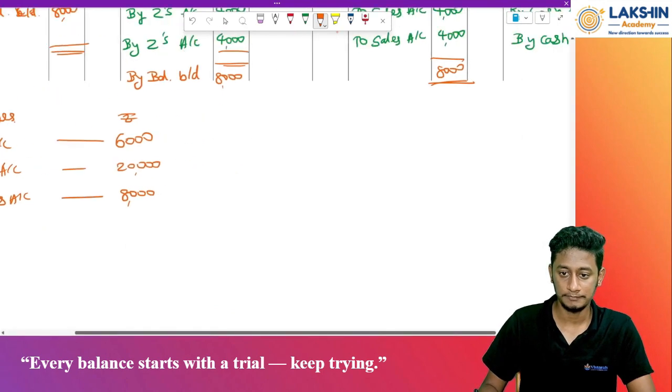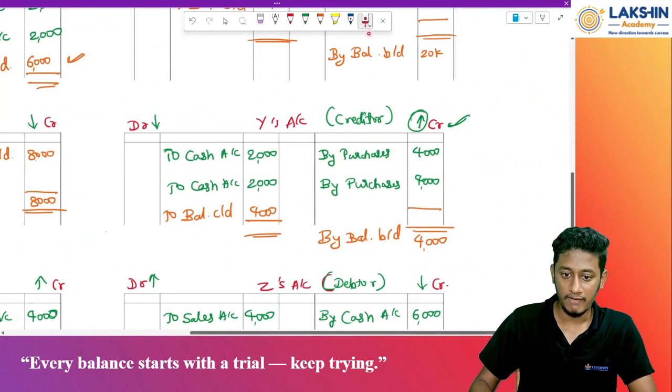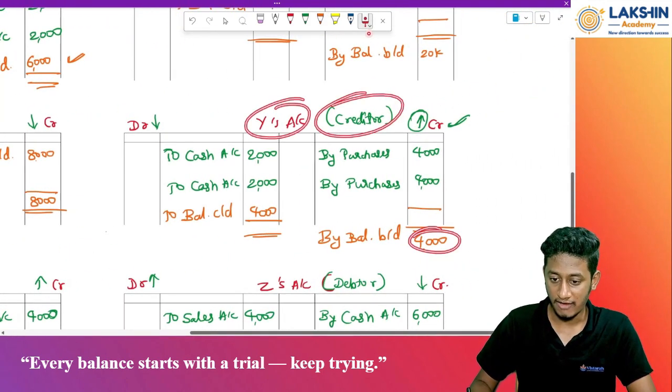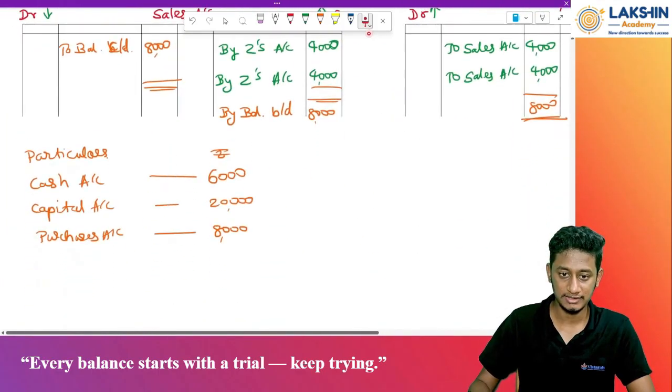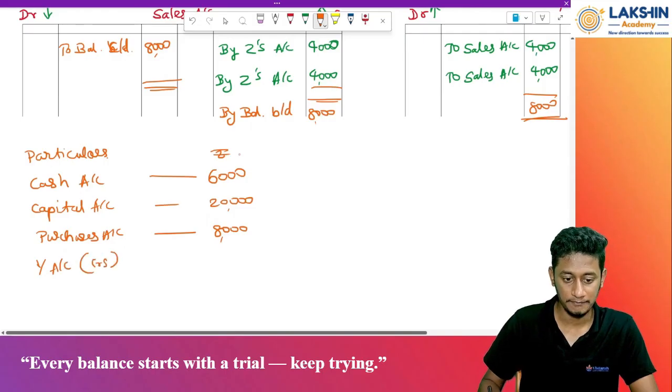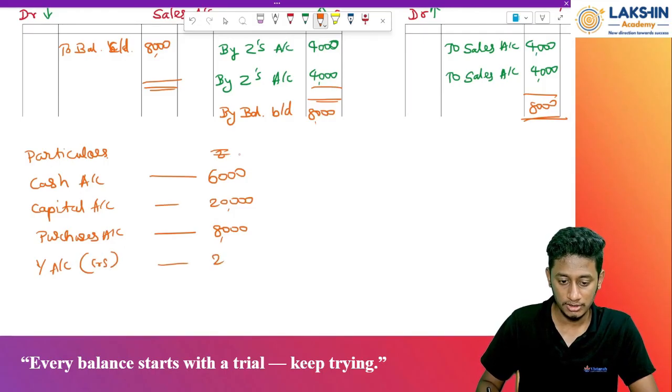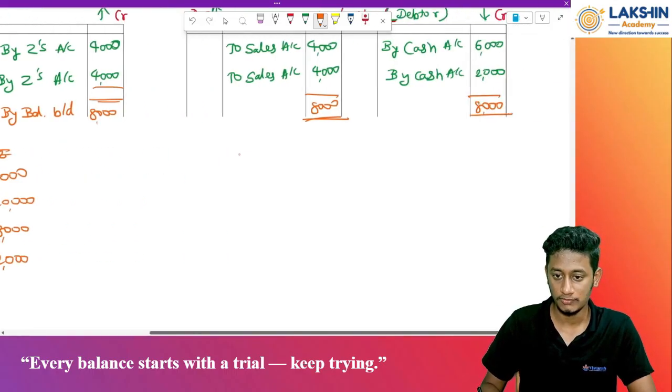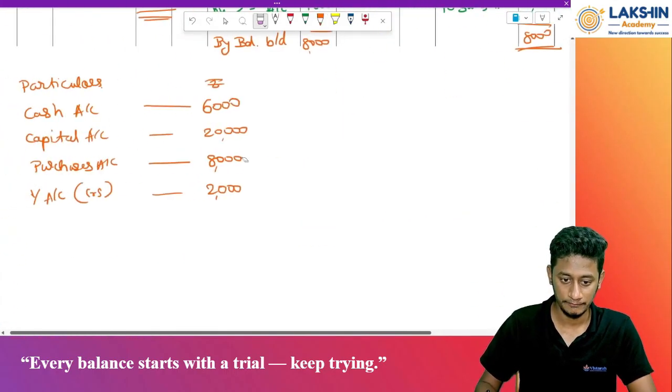Then next, Buys account, who was a creditor, is having what? 4,000 as a balance. For the sake of understanding, I will just write creditor. How much? It was 4,000. Sorry, it was 4,000.